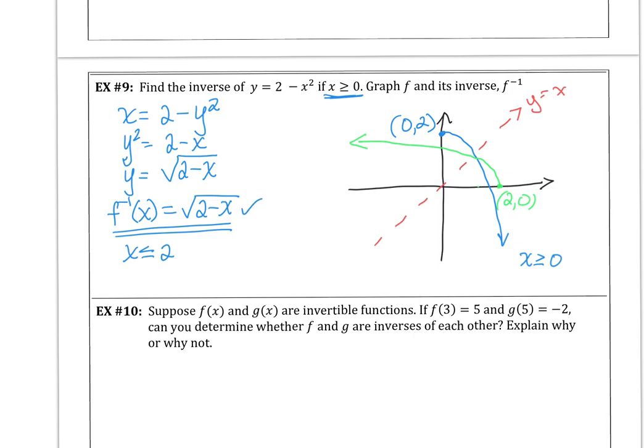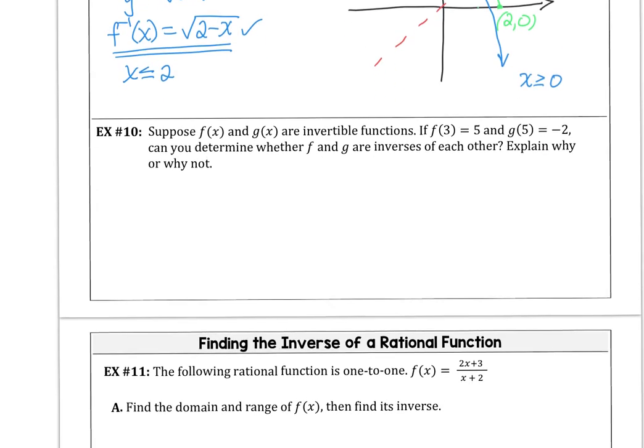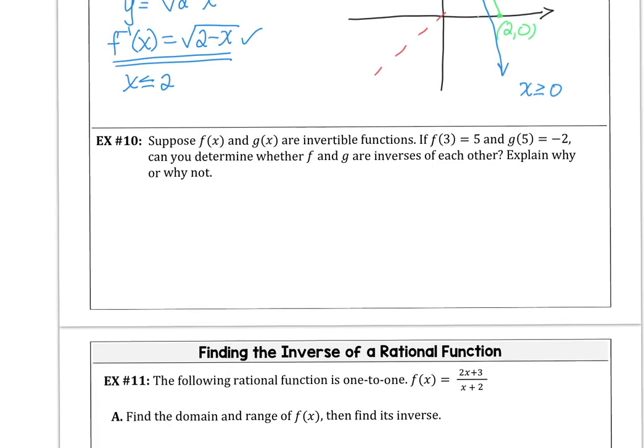Suppose f of x and g of x are invertible functions. If f of 3 is 5 and g of 5 is negative 2, can you determine whether f and g are inverses of each other and explain why or why not? Well, we know the point (3, 5). Let's think about this. We know the point (3, 5) is on the graph of f of x because they've given us that ordered pair.